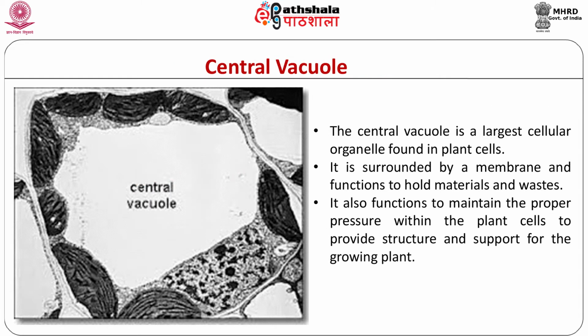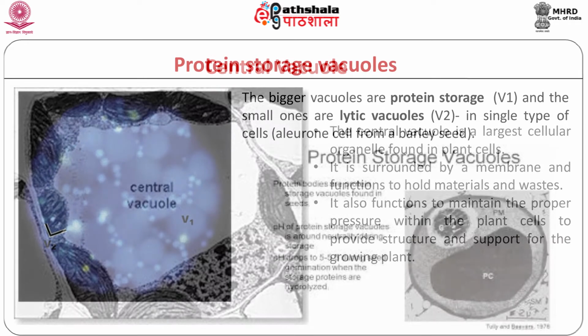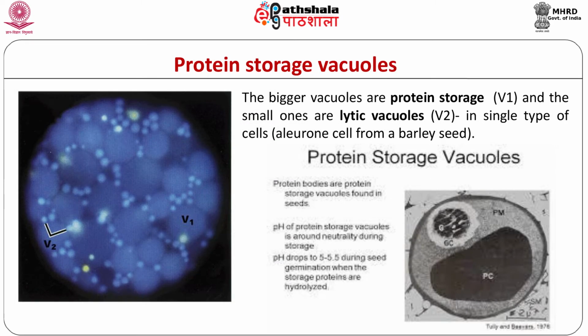Central vacuoles. The central vacuole is the largest cellular organelle found in plant cells. It is surrounded by a membrane and functions to hold materials and waste. It also functions to maintain the proper pressure within the plant cell to provide structure and support for the growing plant. Protein storage vacuole. The bigger vacuoles are protein storage vacuoles, shown by V1, and the small ones are lytic vacuoles, that is V2, in a single type of cell.